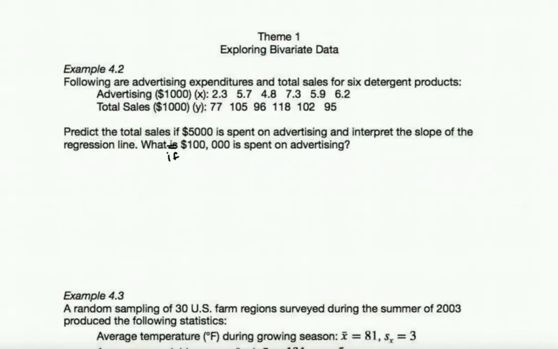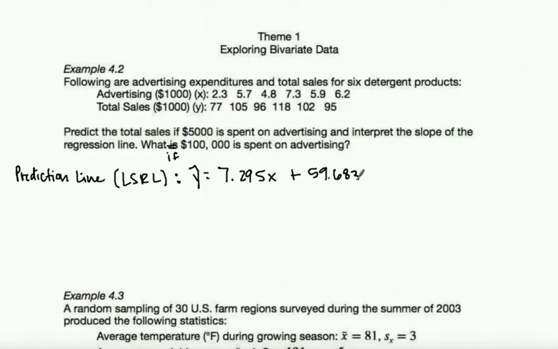All right, so predicted sales if $5,000 is spent. Let's first write down what our equation for our regression line would be. So our prediction line, or your least squares regression line, is y hat equals 7.295x plus 59.683. Now remember, you could have it written the other way, and if you had it written the other way, it would just say y hat equals 59.683 plus 7.295x.